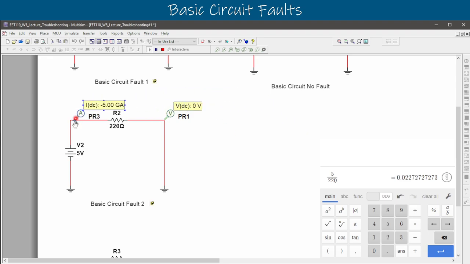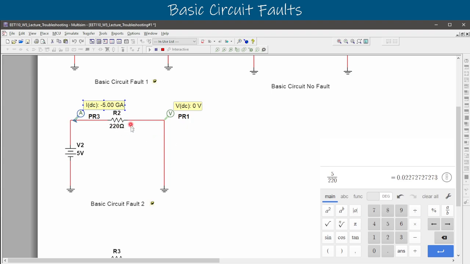When we measure our current, it's got 5 gigaamps, right? Gigaamps. That's really, really big. That means that this resistor is really, really small, right? Because resistance and current are inversely proportional. So if we have a lot of current, we must have very little resistance. And in this case, probably no resistance.